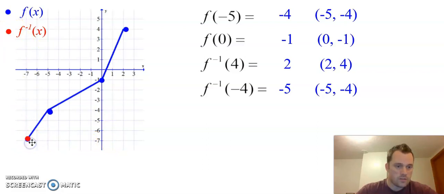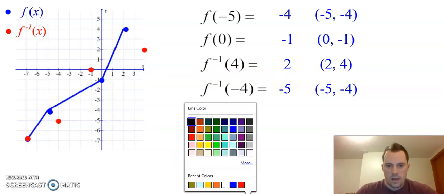So f inverse is going to start here. This was negative 5, negative 4 right here. So we flip those two numbers around and we get negative 4, negative 5. So slightly different spot. This point here was 0, negative 1. So we flip that around, we get negative 1, 0. And then this point here was at 2, 4. So now we get 4, 2. And now I can go ahead and connect my points.